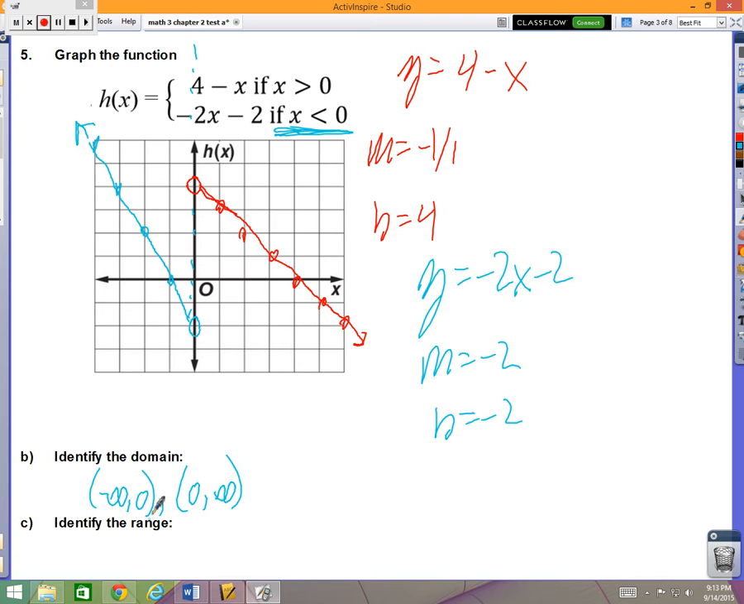Okay, the range, up and down: this blue line is going to go all the way up, and this red line is going to go all the way down. Positive infinity to negative infinity, and everything in between, because these two overlap a little bit. So this one's all the way up, this one's all the way down. Negative infinity all the way to positive infinity.